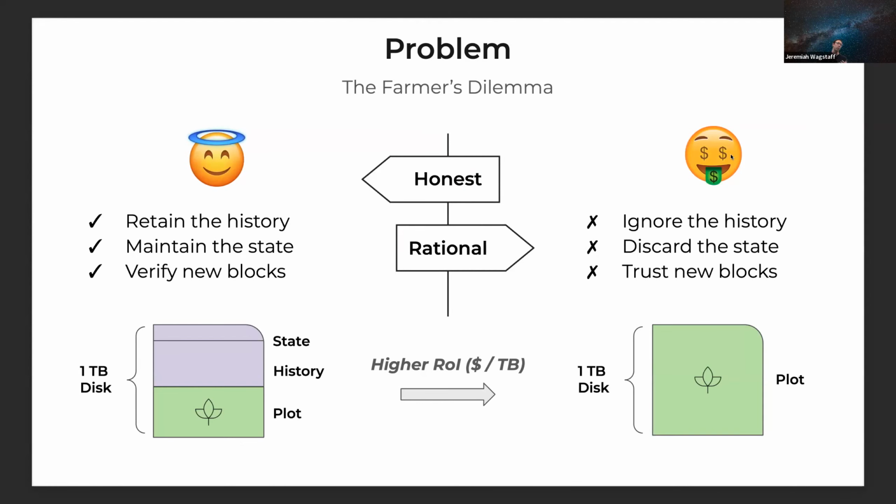So if you want to be a rational node, or if we assume that most people running these networks are actually trying to make money, then they're going to do what they can to get the highest return on investment that they can. So they're going to ignore the history, so nobody can sync from them. So we need some centralized archival service to sync the network. They're going to discard the state, so they can't verify the new blocks. And then effectively, they become a light client in the best case. In the average case, they probably end up joining a farming pool. But they get more reward per unit space that they pledge to the network.